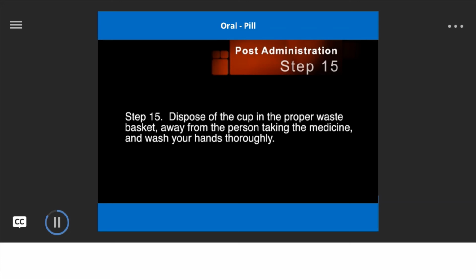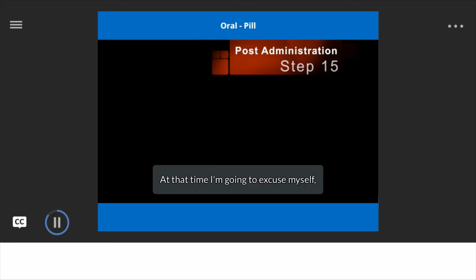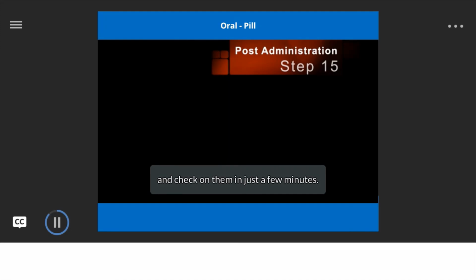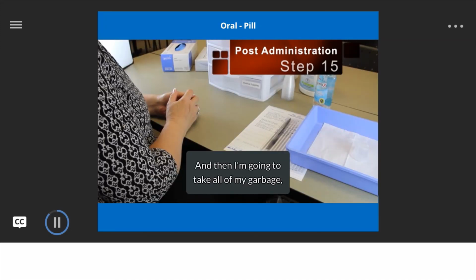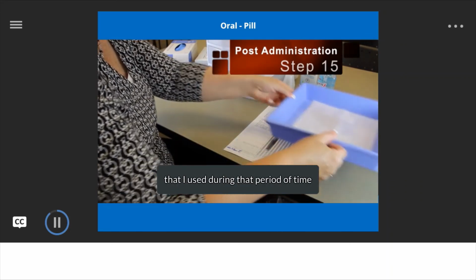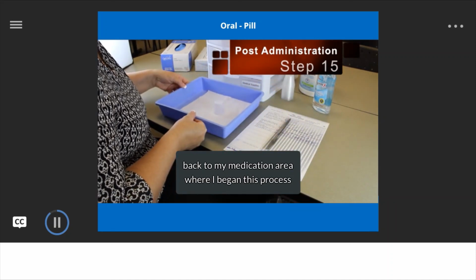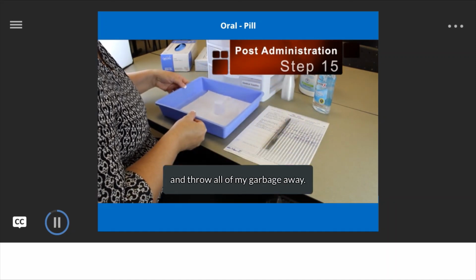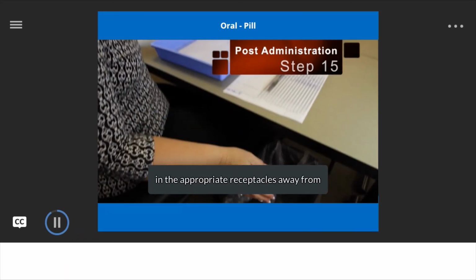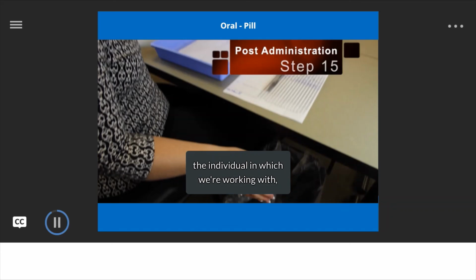Step 15. Dispose of the cup in the proper wastebasket away from the person taking the medicine and wash your hands thoroughly. I'm going to excuse myself, let them know that I'll be back to see them and check on them in just a few minutes. And then I'm going to take all of my garbage, my medication cup, anything that I used during that period of time, back to my medication area where I began this process and throw all of my garbage away in the appropriate receptacles, away from the individual we're working with.